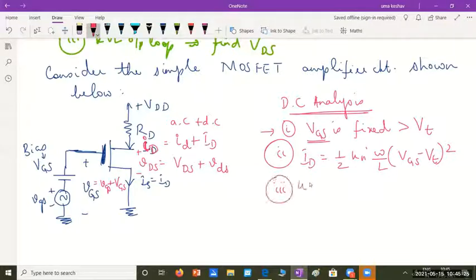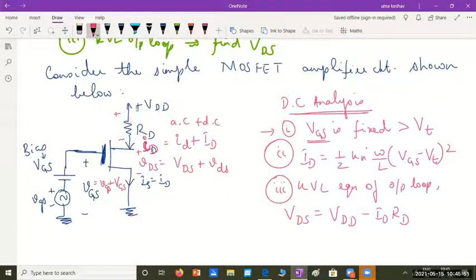And the last is to use the KVL equation of the output loop. Can you tell me what you get for VDS here? The DC voltage VDS between drain and source will be the total voltage VDD minus the drop across the drain resistance, ID RD. Remember, whatever voltage drop is here, if I subtract that from the total voltage, I will get the voltage drop here, the VDS. So you have found this.